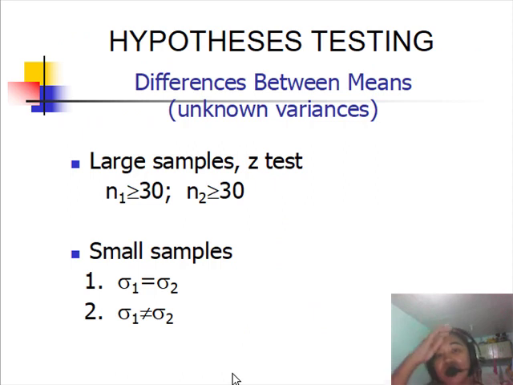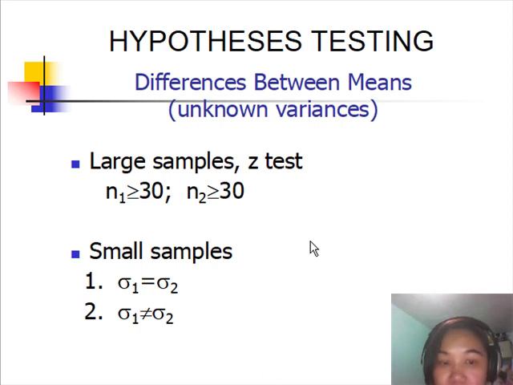Okay, so for large samples, but the population variances are not known, or the sigmas are not known, we still use the z-test because the samples are large. The more we increase the sample sizes, it basically estimates the population.